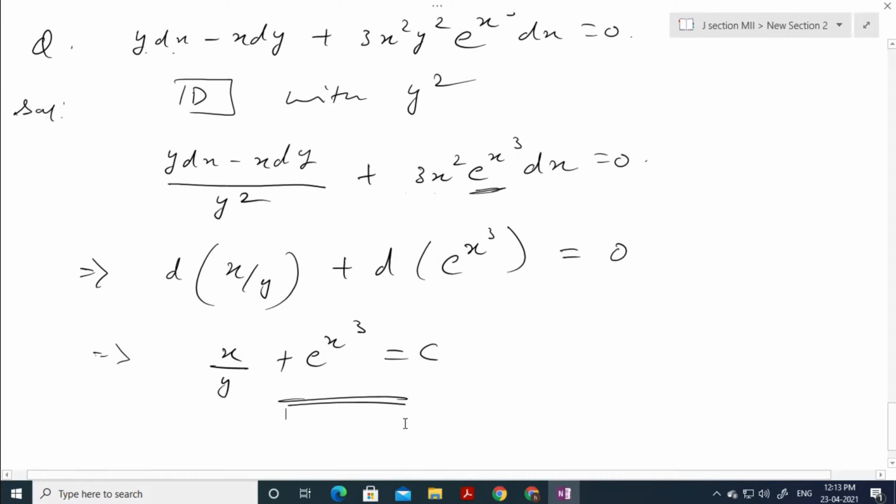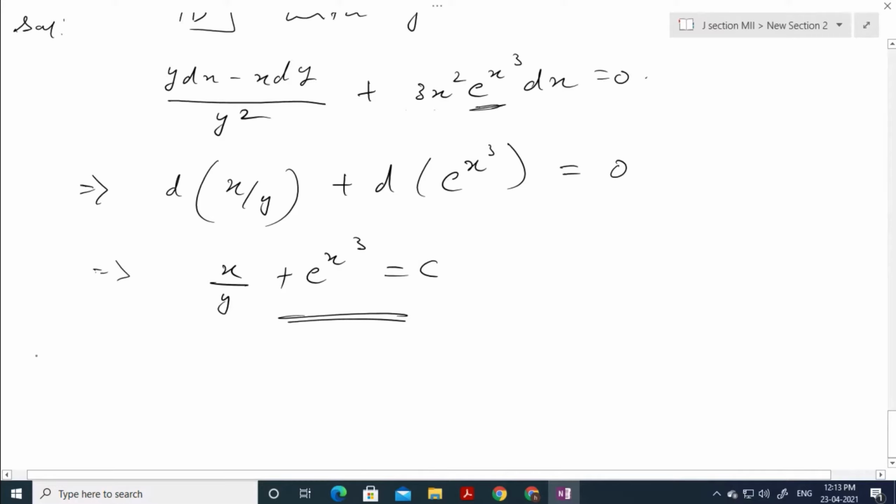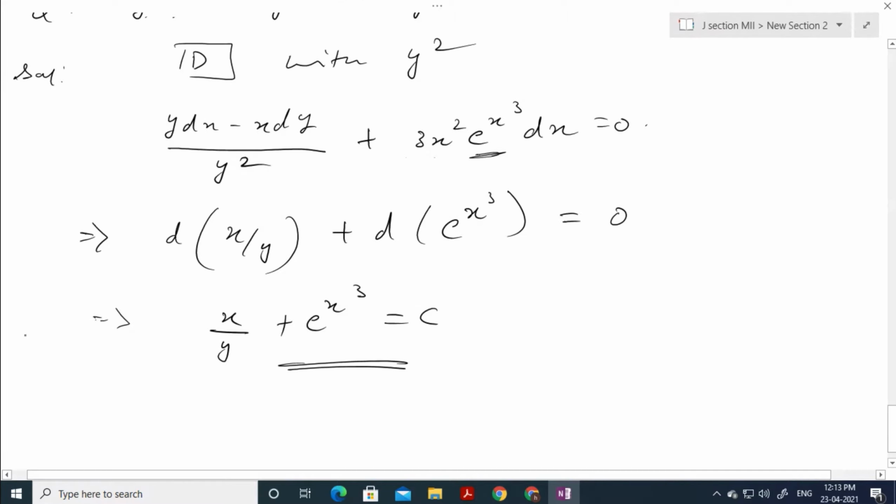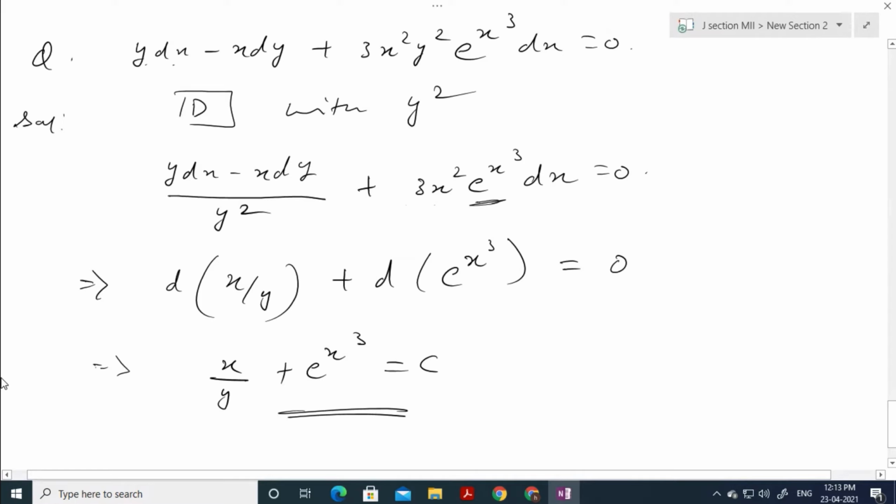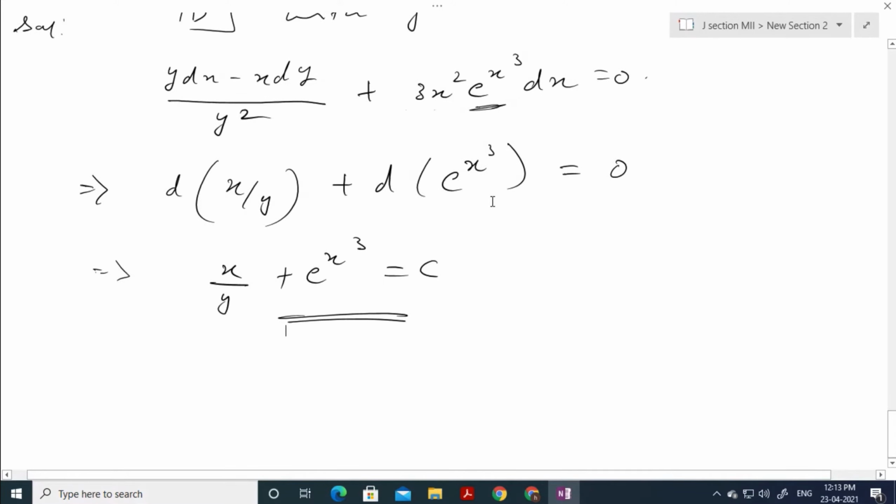So these are all simple ones only. Here no particular formula we are using, but we are converting it into some standard form. And the function you have multiplied here, y square, I mean 1 by y square, or divided with y square, these are the integrating factors actually. Okay. Let me solve one more problem.